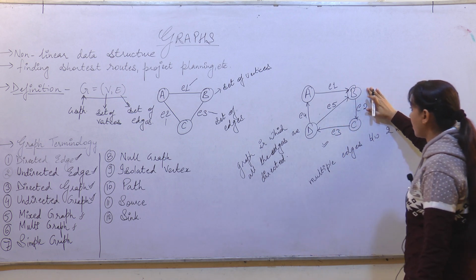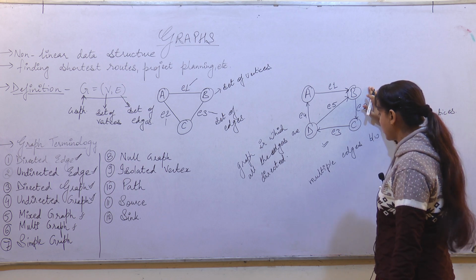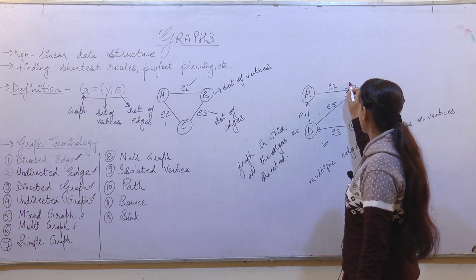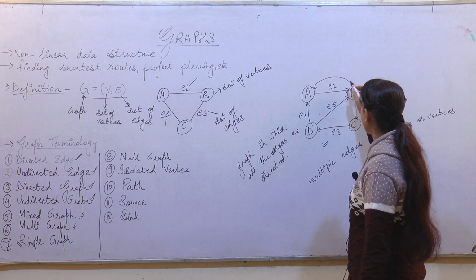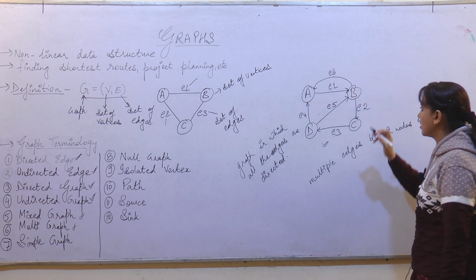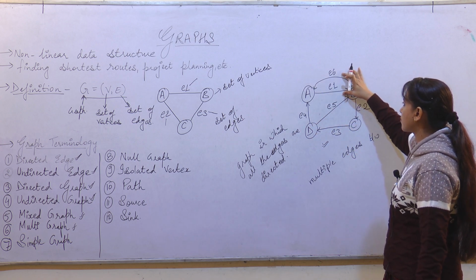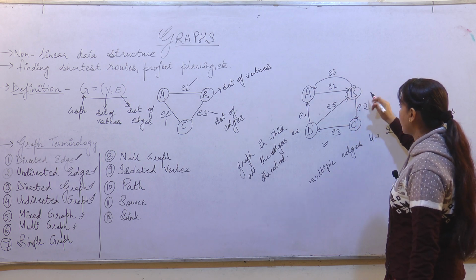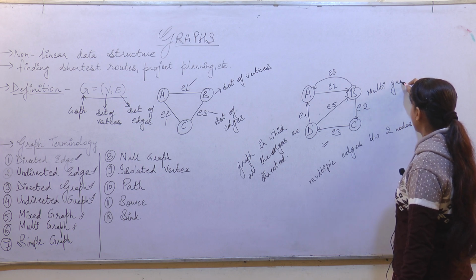Now let's take this example. Suppose this is our graph. To make this graph as multigraph, what we will do, we will connect another edge from B to A, and this edge is named as E6. So for connecting the nodes A and B, we have two edges. So this becomes our multigraph.